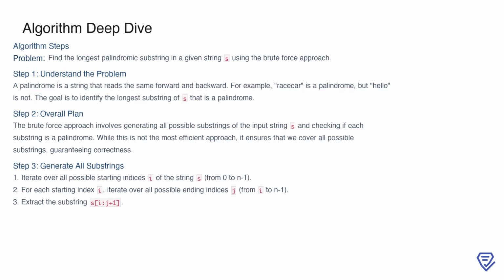First, we iterate through all possible starting indices i of the string, ranging from 0 to the length of the string minus 1. For each starting index, we then iterate over all possible ending indices j, starting from i and going up to the end of the string. Using these indices, we extract the substring s[i:j+1] for further examination.